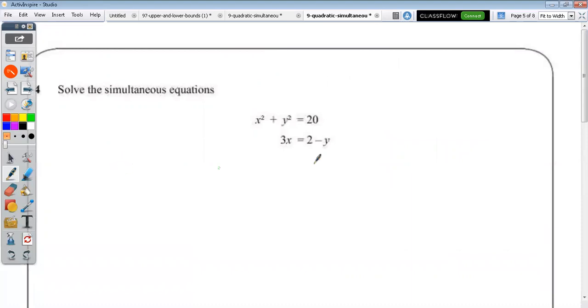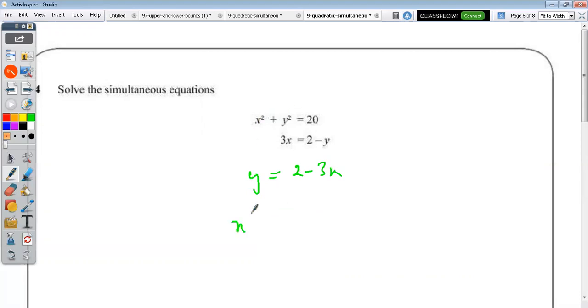Now let's do this one. So this one is easy too. If you want to make x the subject, you're going to have a fraction, divided by 3. It makes things easier to make y the subject of the formula, by moving 3x to the other side, so that y is equal to 2 minus 3x. Can you see that? It's easy this way. Then we plug in there.